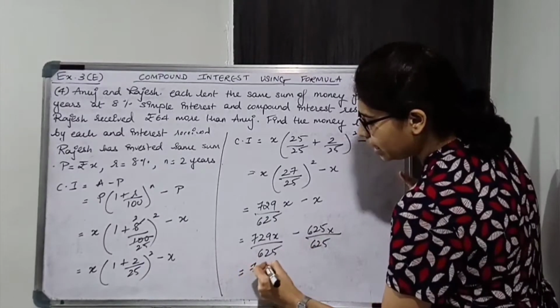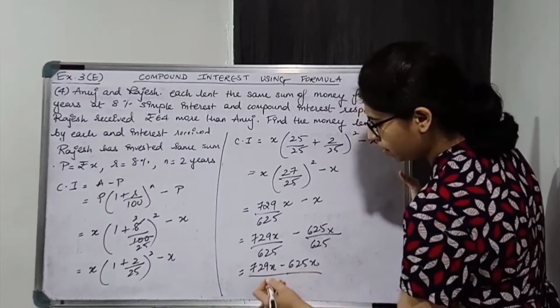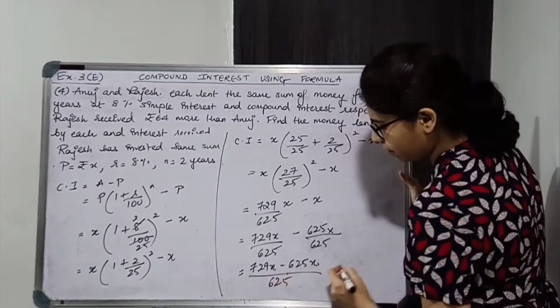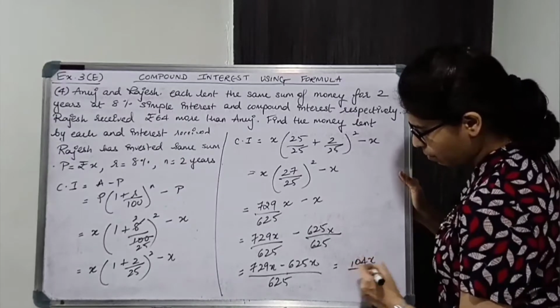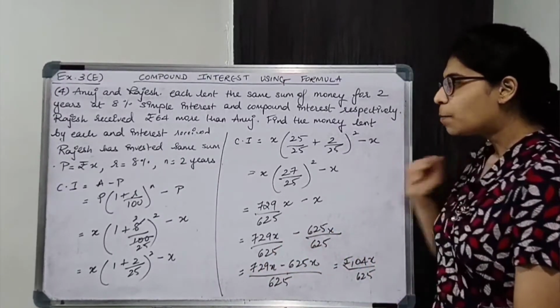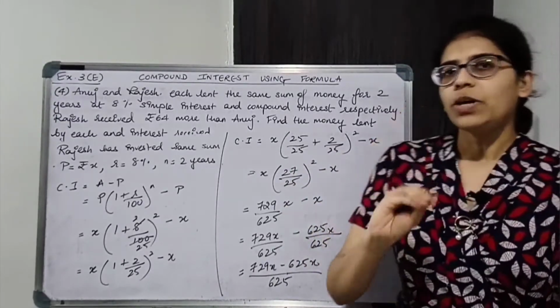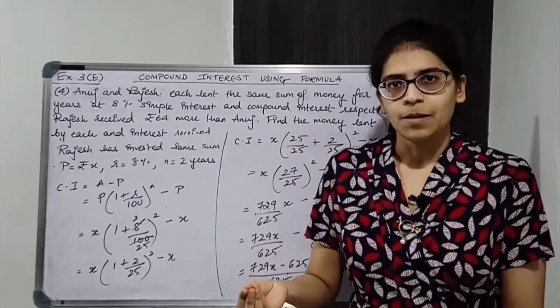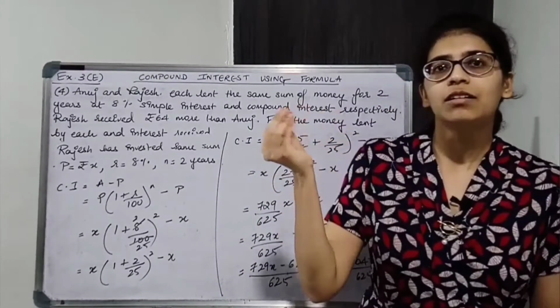So 729x minus 625x upon 625. So this will give 104x upon 625 rupees. So compound interest is 104x upon 625. Now we got CI as well as SI in terms of x. We'll just substitute that in the given condition.